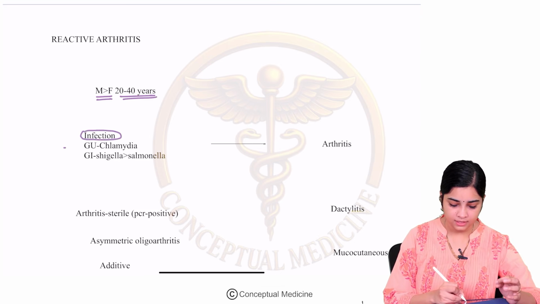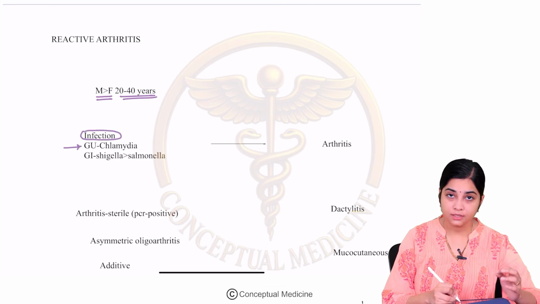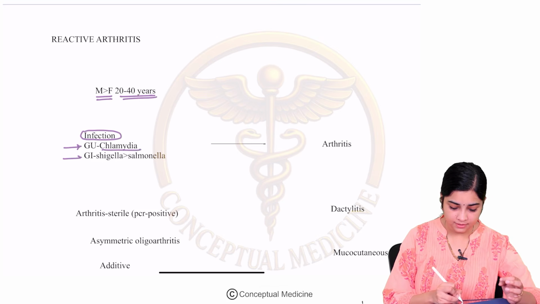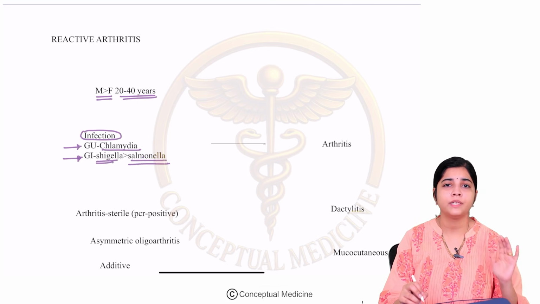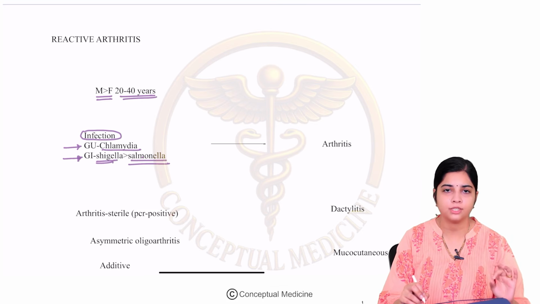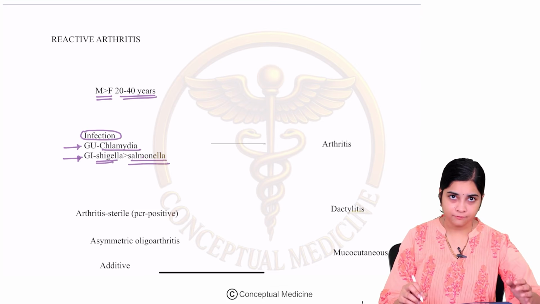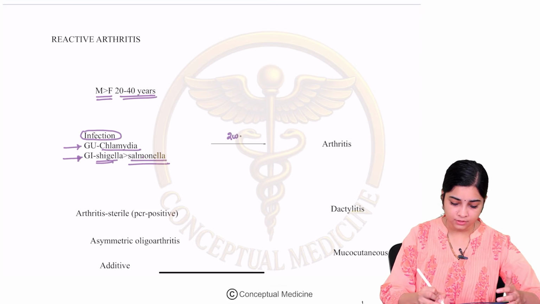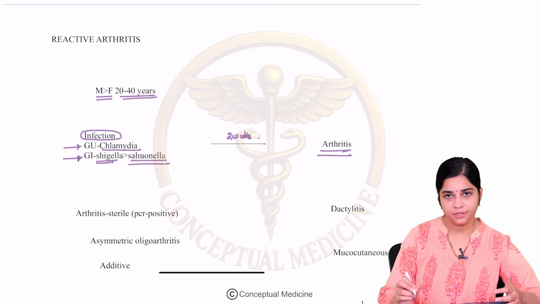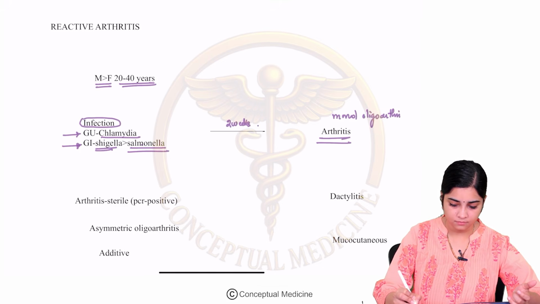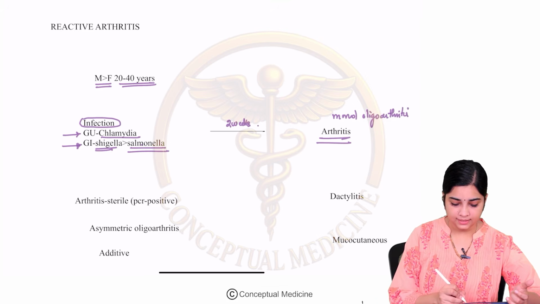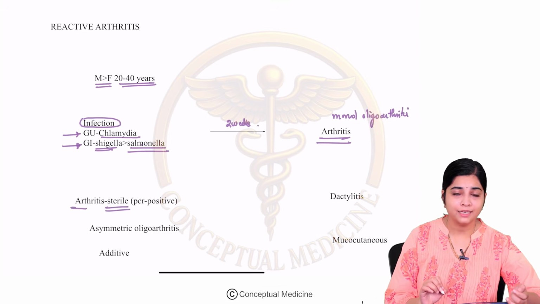Most often reactive arthritis is secondary to an infectious trigger. Amongst the genitourinary triggers, it is chlamydia. Amongst the GI infections, it is Shigella more than Salmonella. Whenever we speak about reactive arthritis or any form of arthritis, always ask about history of a preceding GU or GI infection. Usually around 2 weeks after this infection, you can have development of an arthritis, and this is usually a mono or an oligoarthritis. This arthritis is often a sterile type of arthritis.